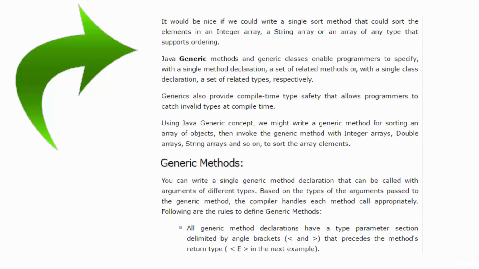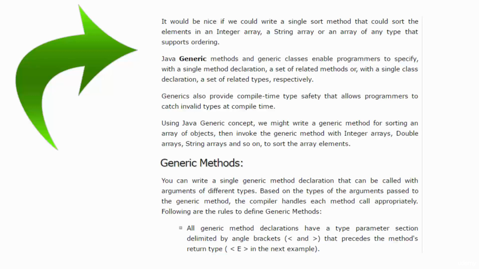So for example, if you have an integer array, just like we did in this example, a string array, or an array of any other type that supports ordering. Java generic methods and classes basically enable programmers to specify with a single method declaration a set of related methods, or with a single class declaration a set of related types, respectively. Hope that makes sense. Generics also provide programmers compile-time safety that allows them to catch invalid types at compile time.